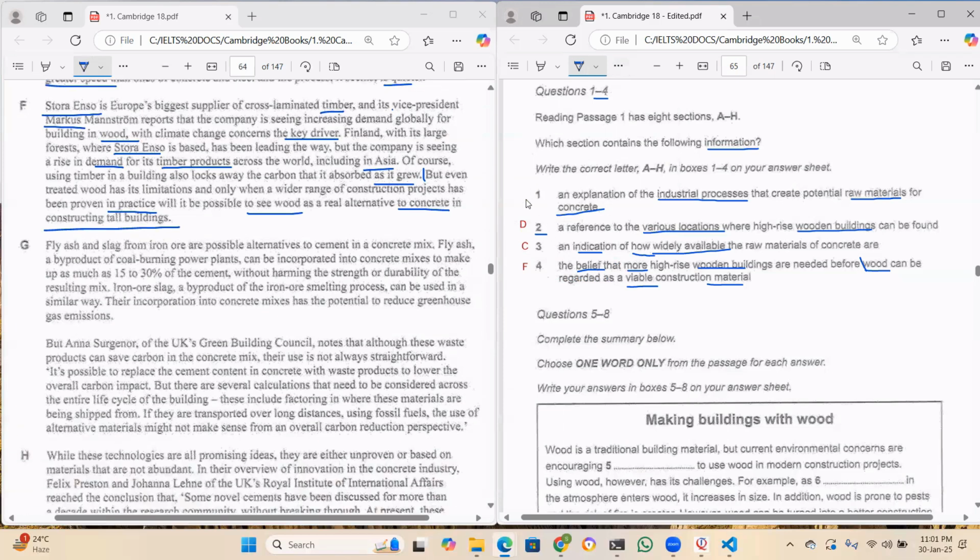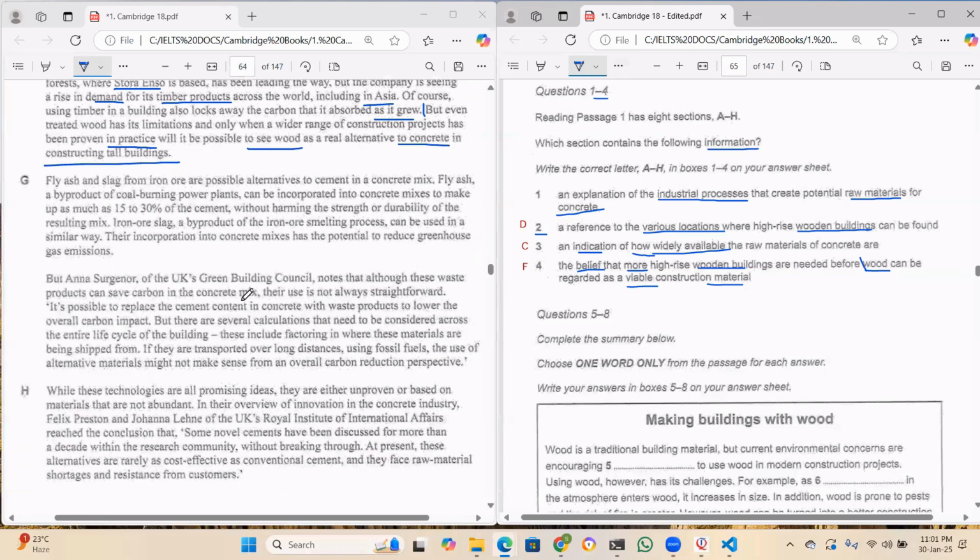So we have only one thing left. Let's read the next paragraph. G. Now, fly ash and slag from iron ore are possible alternatives to cement in a concrete mix. Fly ash, a byproduct of the coal burning power plants, can be incorporated into concrete mixes to make up as much as 15 to 30% of cement without harming the strength and durability of the resulting mix. Now, iron ore slag, a byproduct of the iron ore smelting process, can be used in a similar way. Their incorporation into concrete mixes has the potential to reduce greenhouse gas emissions.